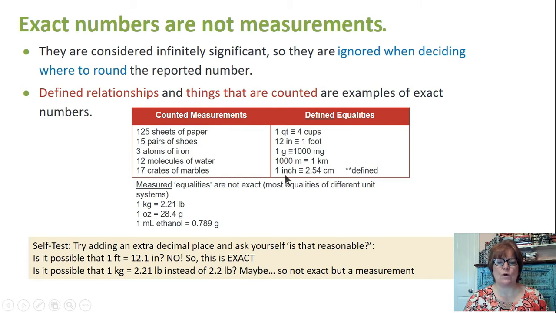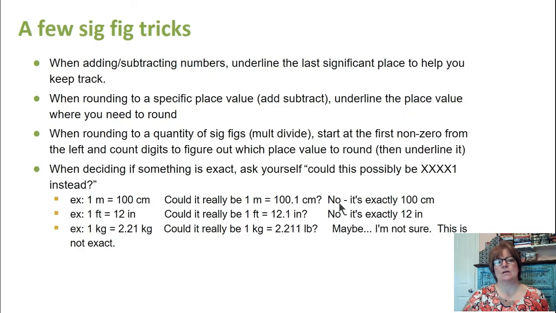Note that one thing that's a little tricky is that 1 inch equals 2.54 centimeters. That actually is a defined measurement. That is a defined value. It is not a measurement. It is a defined relationship between the metric and the British system that they set up.